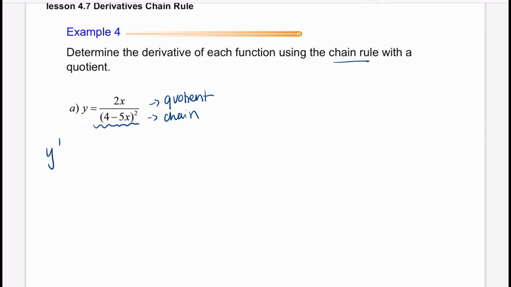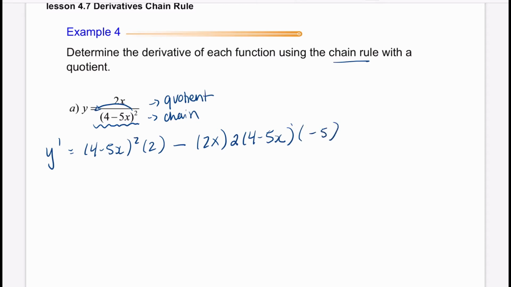So I'm going to have y prime is equal to my bottom times the derivative of my top, which is just 2, subtract my top times the derivative of the bottom. And the derivative of the bottom would be I bring my 2 down front, times 4 minus 5x to the power of 1, times the derivative of my inside, which would be negative 5. And that's all over my denominator squared. So right now it's already squared. If I squared something that's already squared, that would make it to the power of 4 because I would multiply those two exponents together.